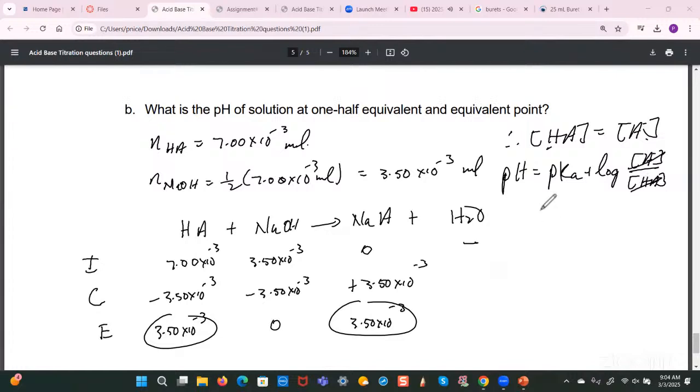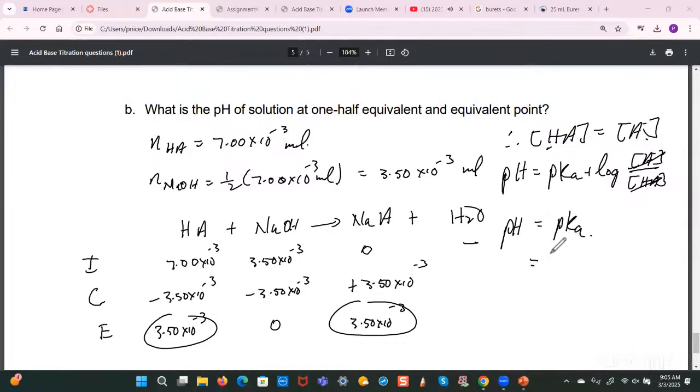So what does that mean? That means that you're going to have log of 1, right? And what is log of 1? 0, exactly. So what does that mean? The pH at this point is equal to the pKa, right?